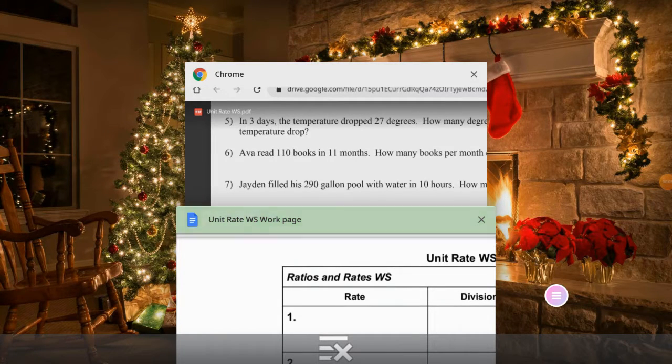Okay, so on your desk, you have two different pieces of paper, a calculator and a pencil. You will get to use a calculator tonight on your homework. We're still doing unit rate.